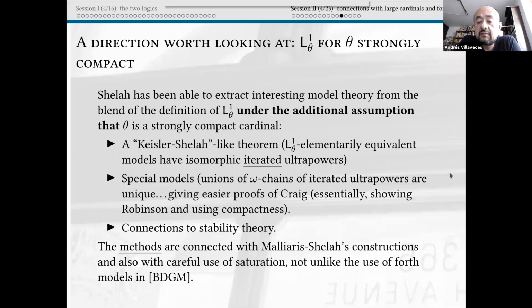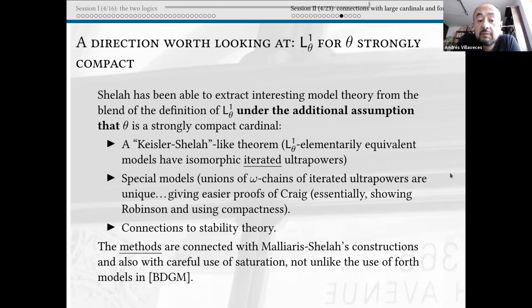Essentially, let me just describe them here: unions of omega chains of iterated ultrapowers. I know this is not the usual definition, but this is the definition that ends up being really useful there. And then those are unique. Showing uniqueness of special models is a kind of exercise in first order model theory.